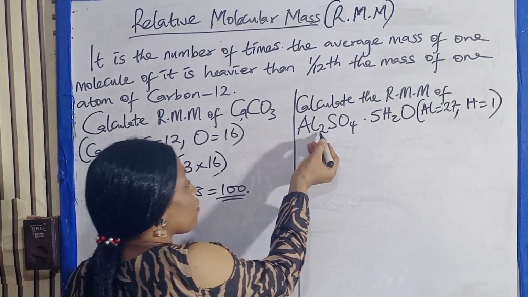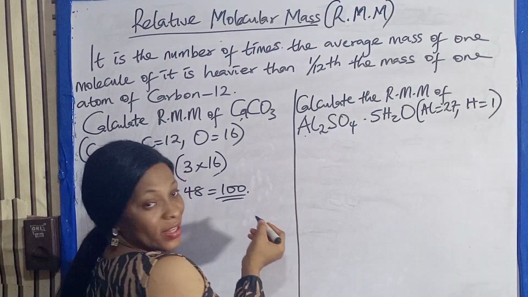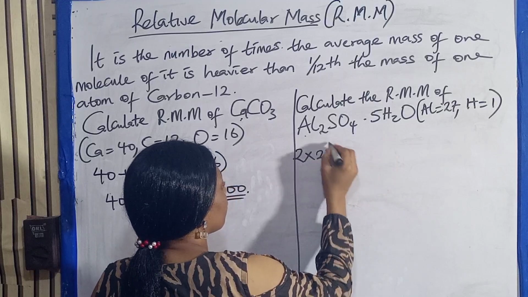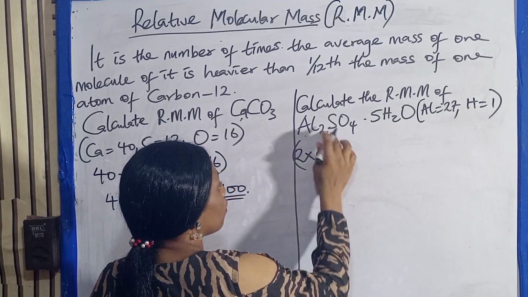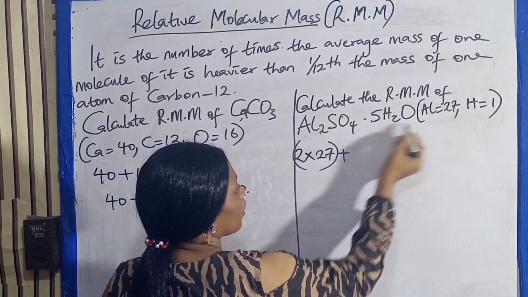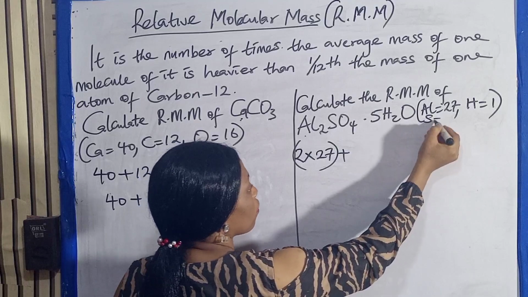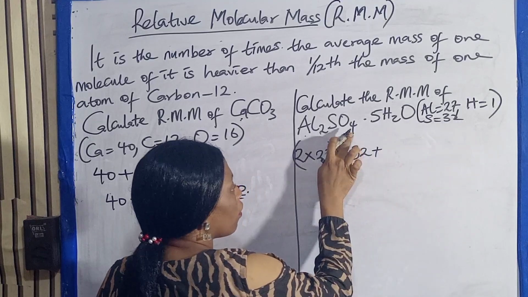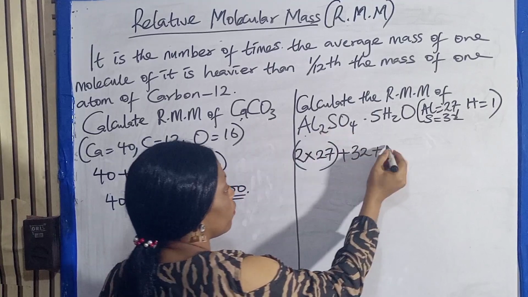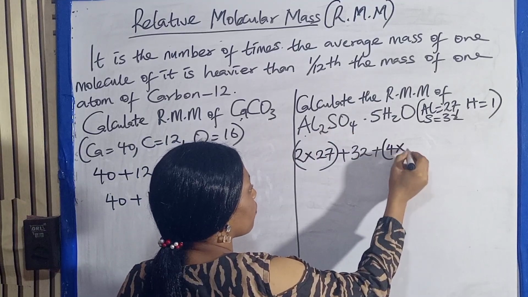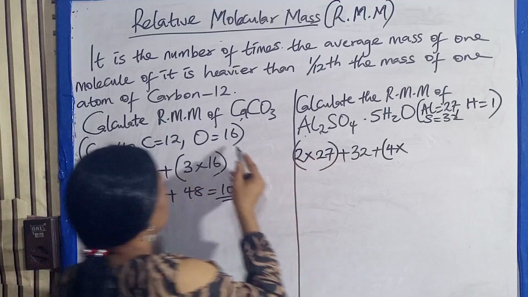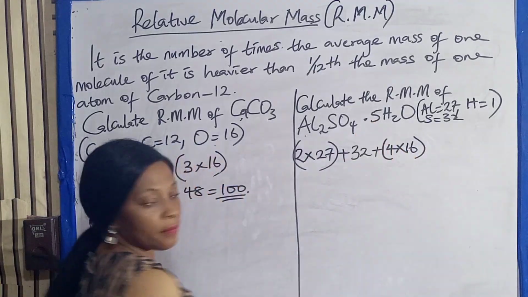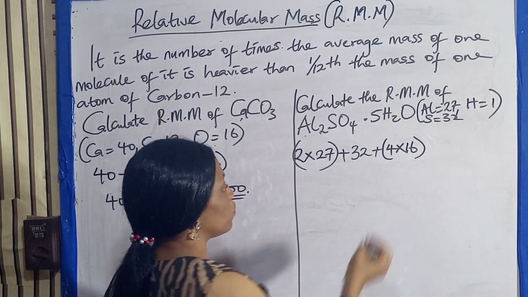Let's look at this other question here. Now, this 2 belongs to aluminium only. So it will be 2 times aluminium, which is 27. Put it in brackets, plus sulfur. We are not giving sulfur here, but sulfur is 32. So sulfur is 32 plus 4 belongs to oxygen only. So 4 times oxygen, which is 16. Now there is a dot here, so please put that dot too.